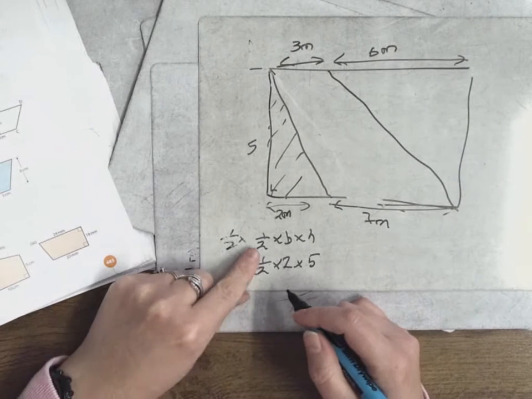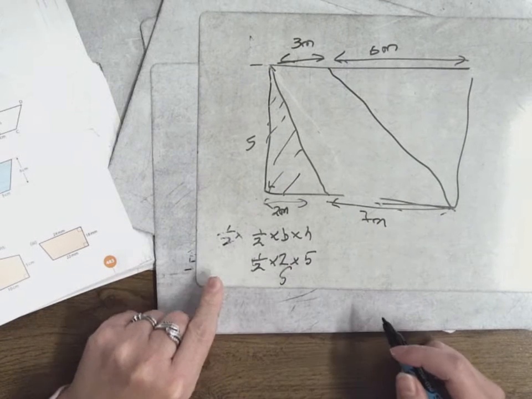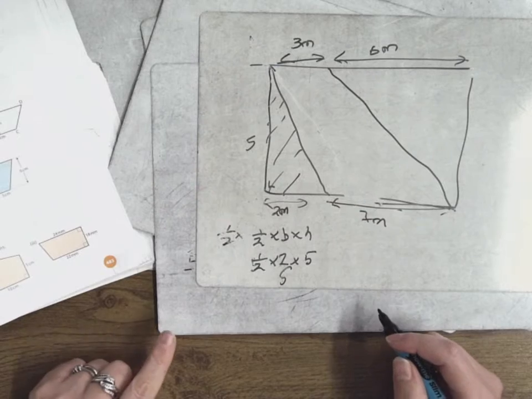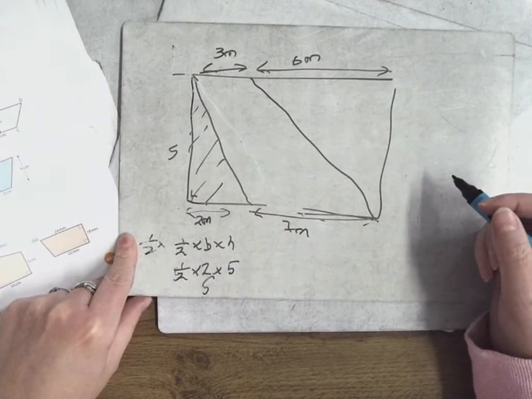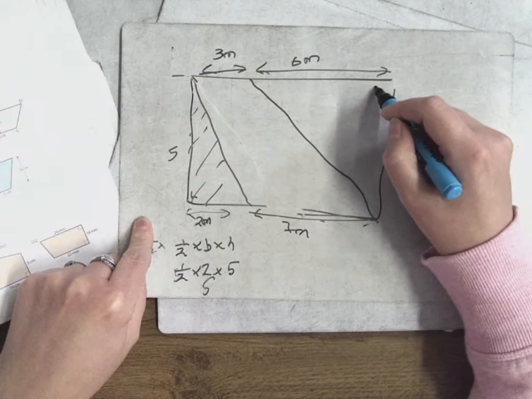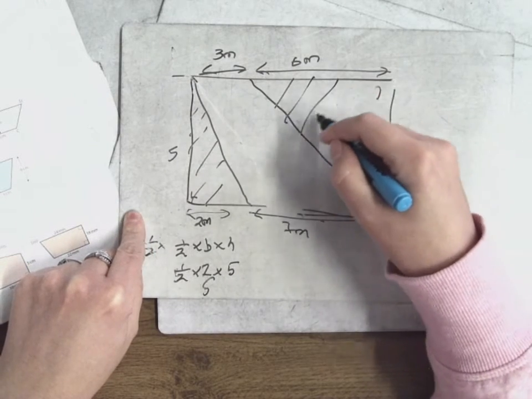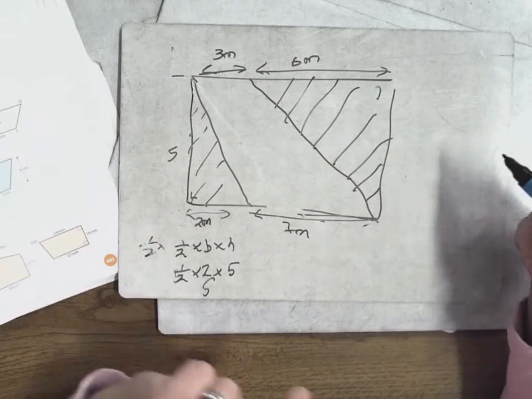Into the calculator with that. A half of 2 by 5 is 5. Okay? I'm not finished yet. It says find the area of the shaded portion. So that's the other triangle with it. This is also shaded, so I have to get the area of that triangle and add it on.